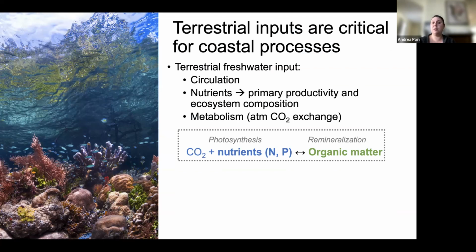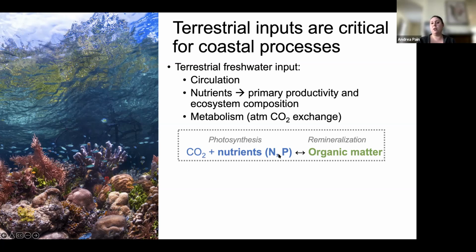So terrestrial freshwater input drives processes like circulation, delivers nutrients, which drives things like primary productivity and influences ecosystem composition. It also impacts the metabolism of coastal areas by driving atmospheric CO2 exchange. So we can think of some of these processes in terms of this equation here that's really simplified, where CO2 and nutrients, including nitrogen and phosphorus, are converted back into organic matter. And the reverse of this process delivers CO2 and inorganic nutrients.